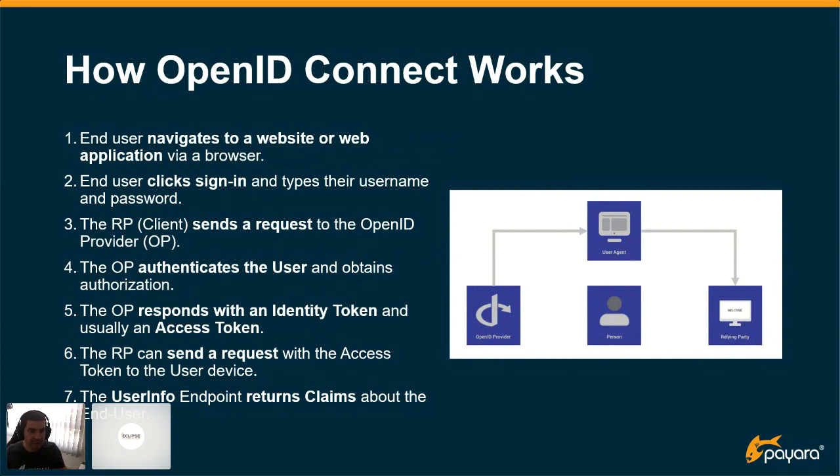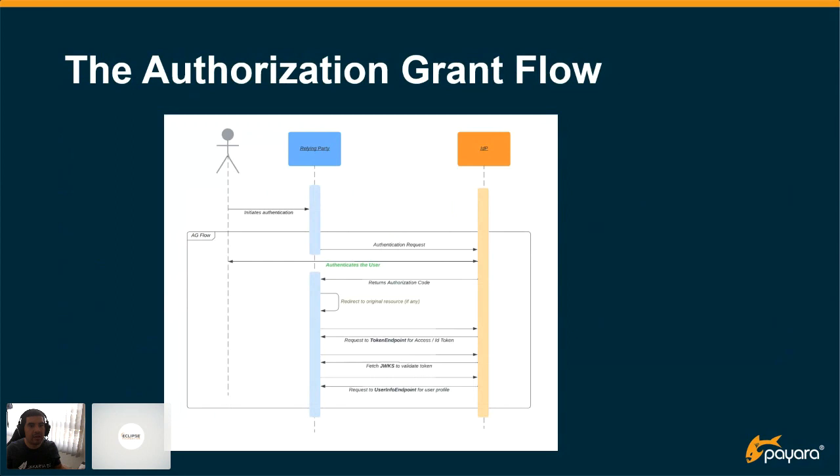Finally, the reliant party can send the access token to the user device, and that's how that user gets authenticated. Additionally, the OpenID provider has something called the user info endpoint that gives you additional details about the identity and configuration of that user profile as well. So, in that sense, the authorization grant flow works in really easy exchanges and assertions, as we discussed.